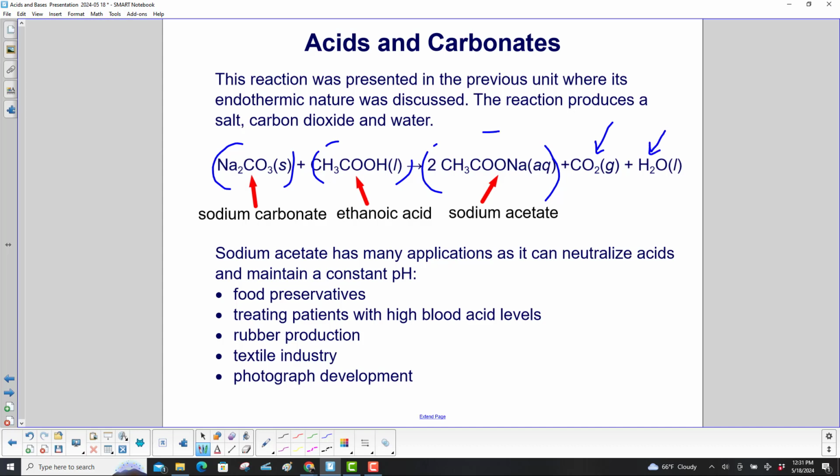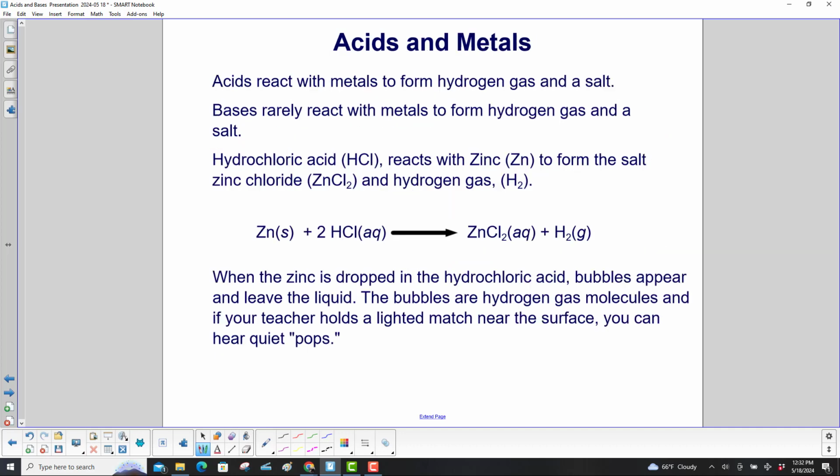Sodium acetate, which is this, has many applications as it can neutralize acids and maintain a constant pH. It's used in food preservatives, treating patients with high blood acid levels, rubber production, textile industry, and photograph development.